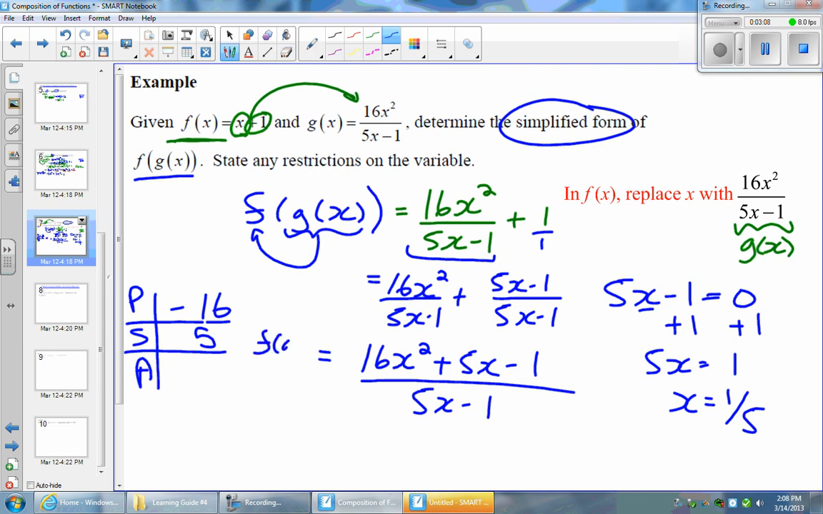F of g of x is equal to 16x squared plus 5x minus 1, all over 5x minus 1. And remember, we have an NPV at that point right there. So that is how you take a composition of functions where a non-permissible value is involved.